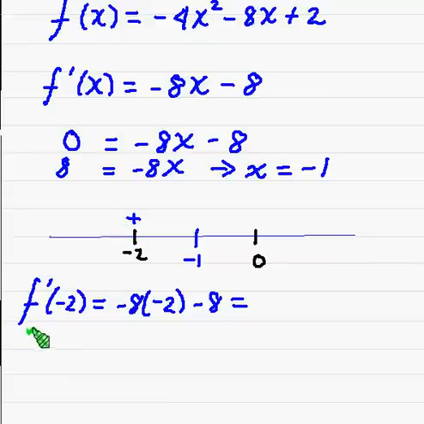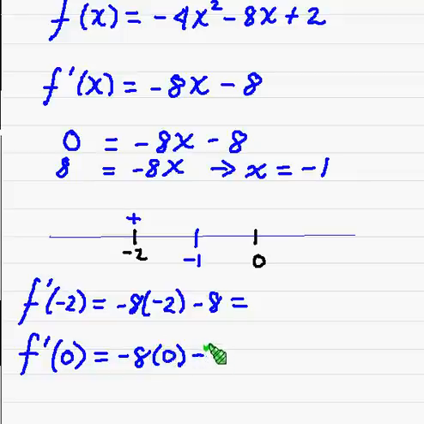Then we're going to plug 0 into the derivative. So negative 8 times 0 minus 8. So negative 8 times 0 is 0. Then you have minus 8. So that's negative. And I'm going to indicate that this function is decreasing from negative infinity up to negative 1, and then it's increasing.